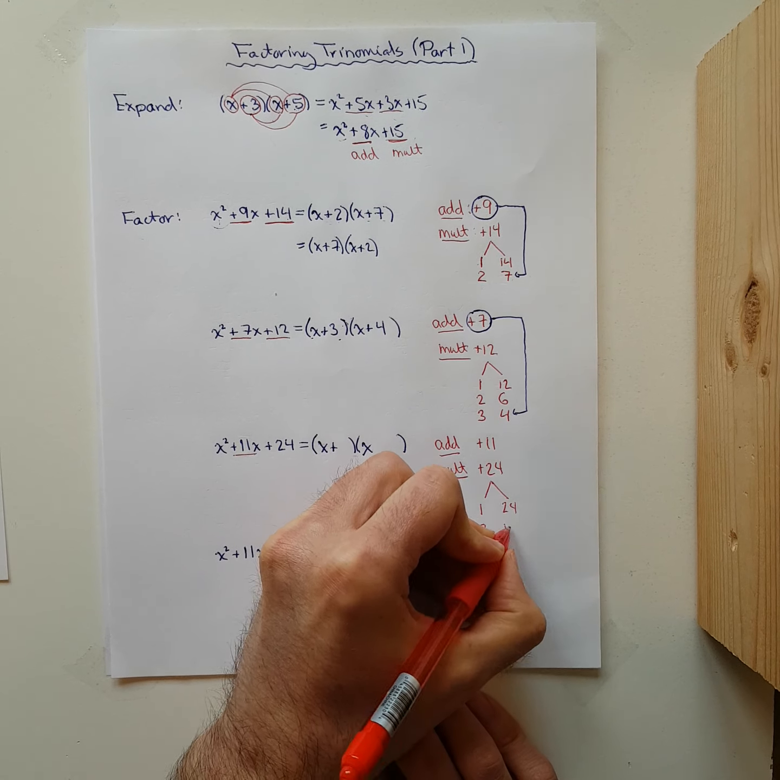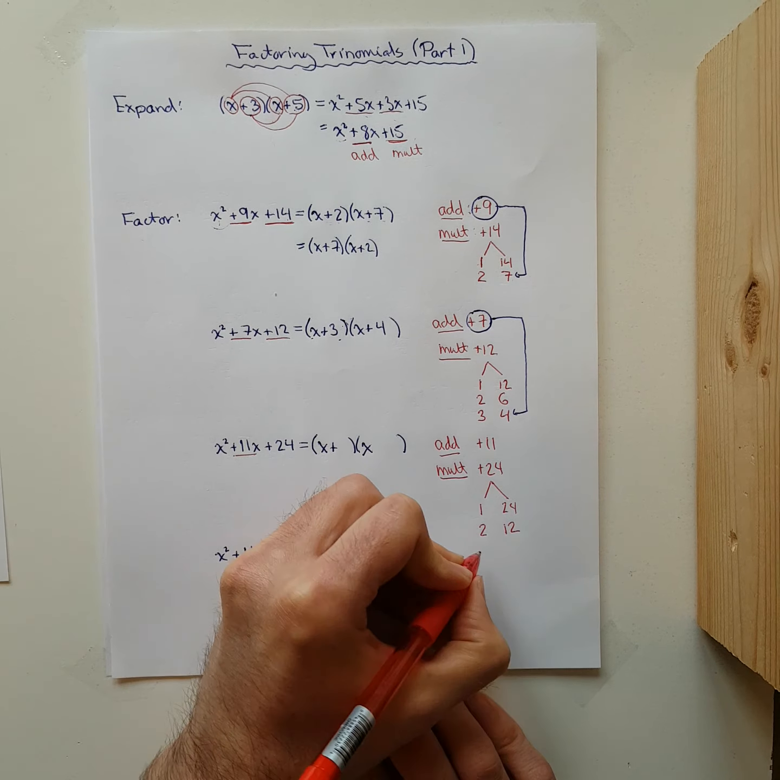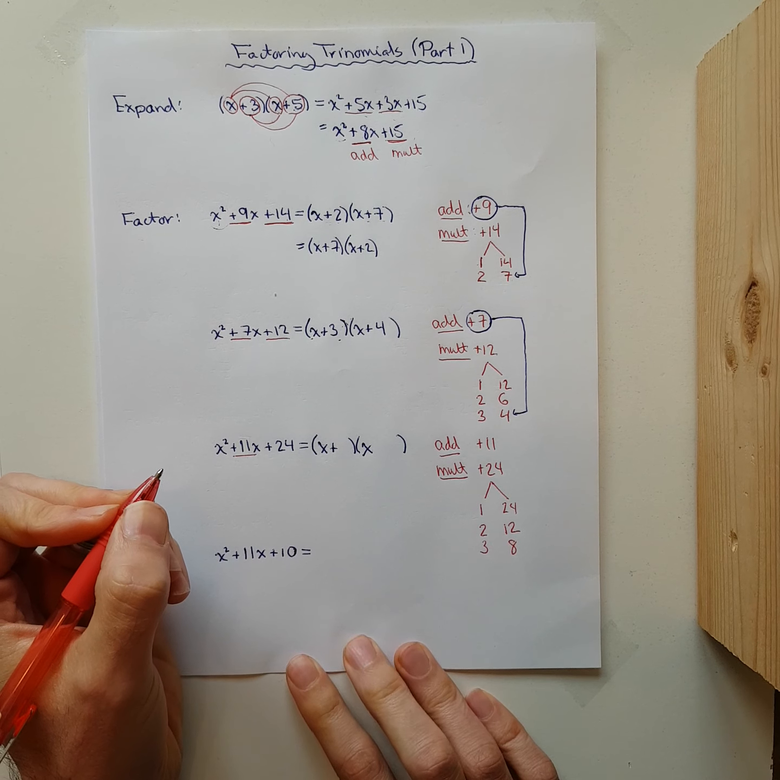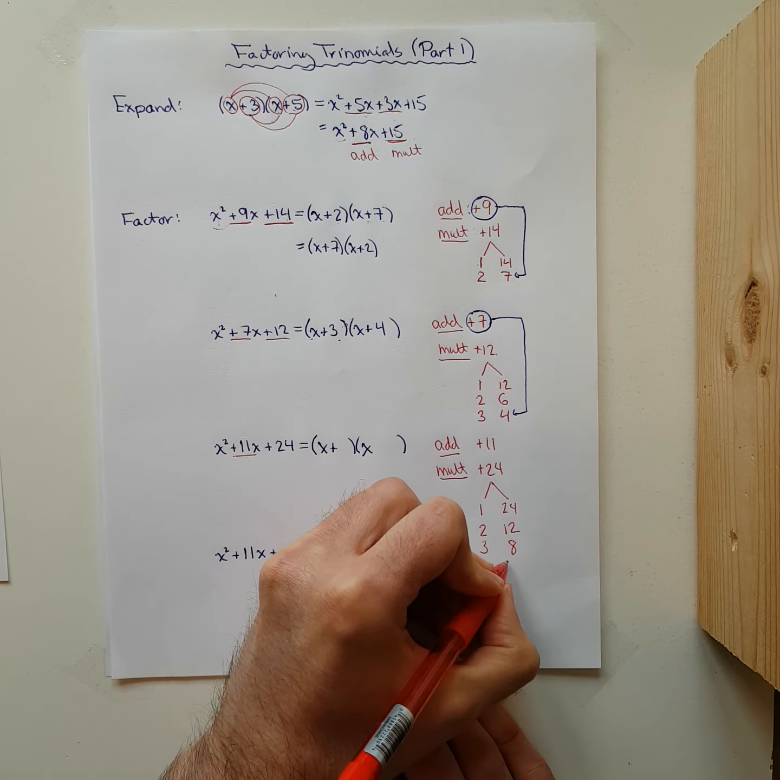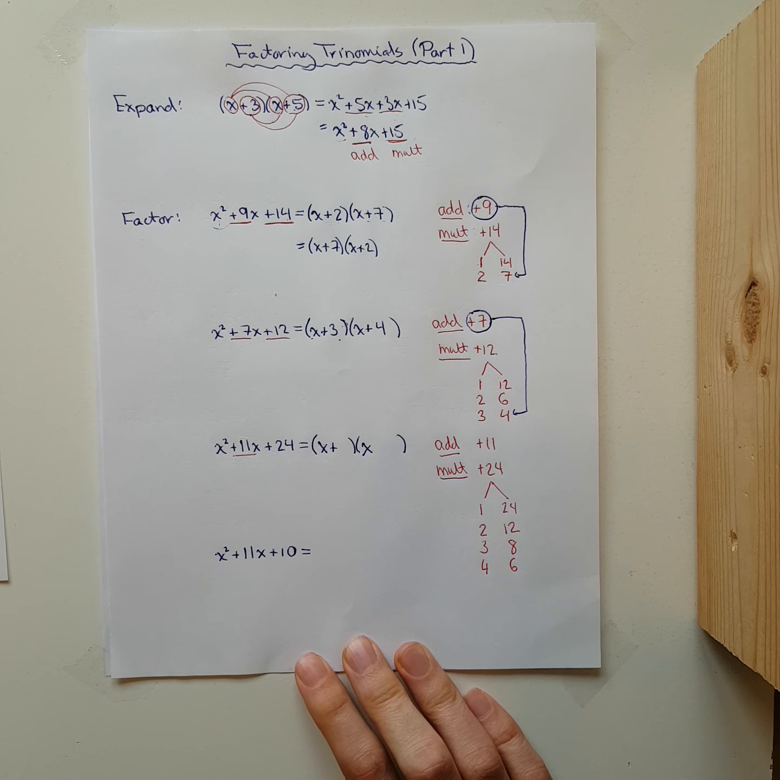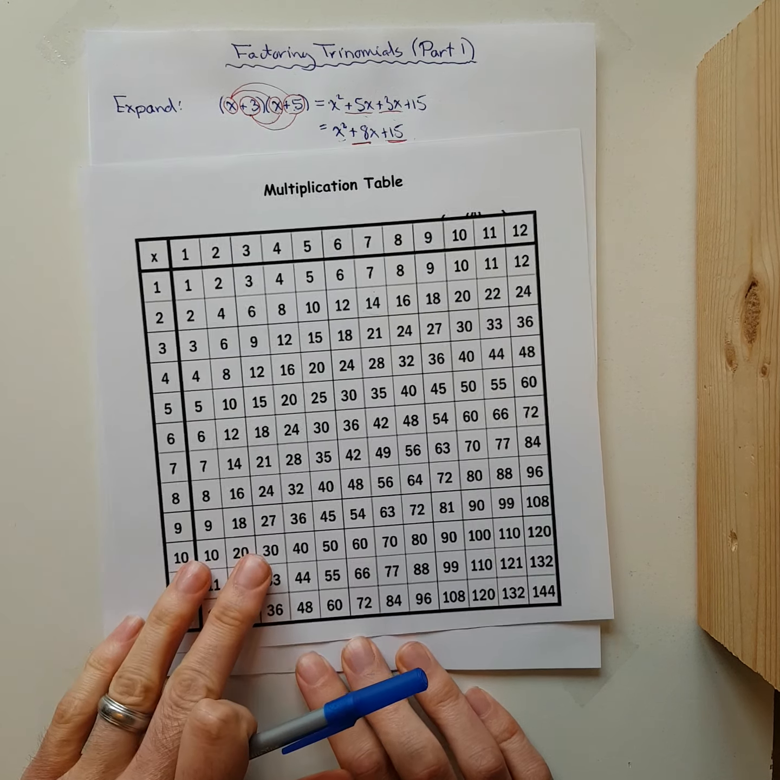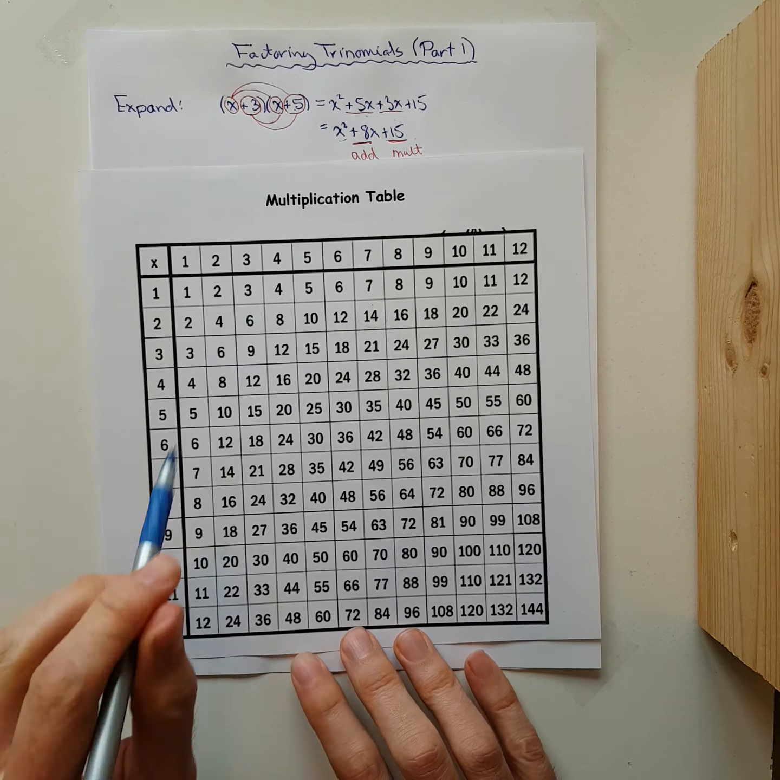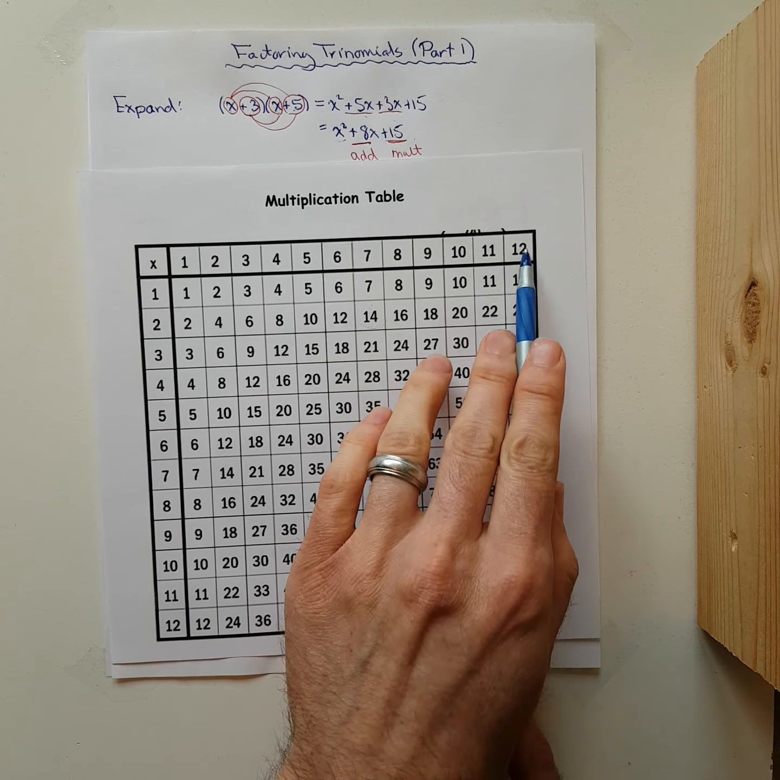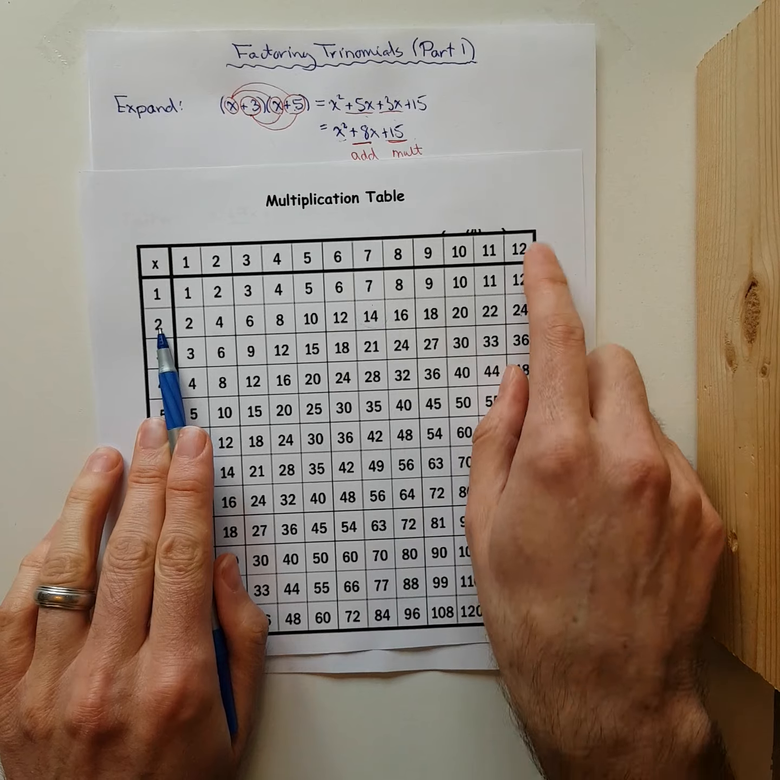2 and 12 will work. 3 and 8 will work. 4 and 6 will work. And if you try 5, that won't work. At this point I'm going to pull over that multiplication table just to say again, we can use this here. We could go through and figure out, well, where do we have 24? There it is once. So 12 and 2 work.